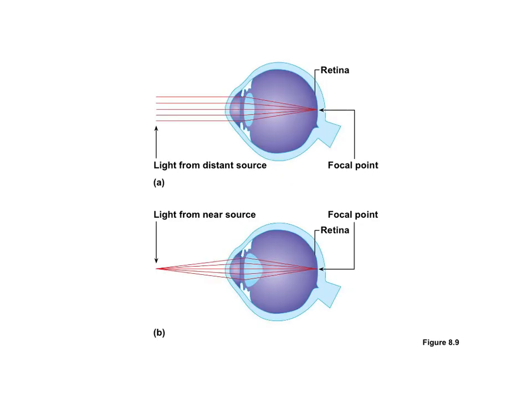If you have a distant light source, you're looking at something far away, the lens is shaped just an oval shape, and then it changes shape if you're looking at something that is closer than 20 feet. You can see that the lens becomes deeper in order to focus that light on the retina.